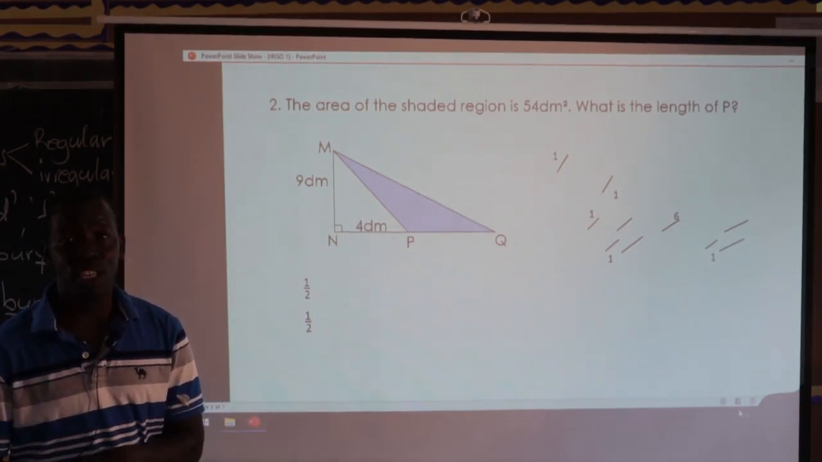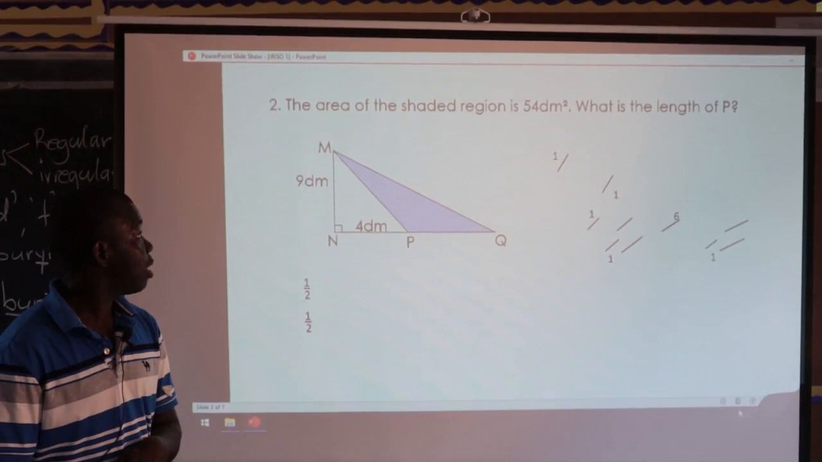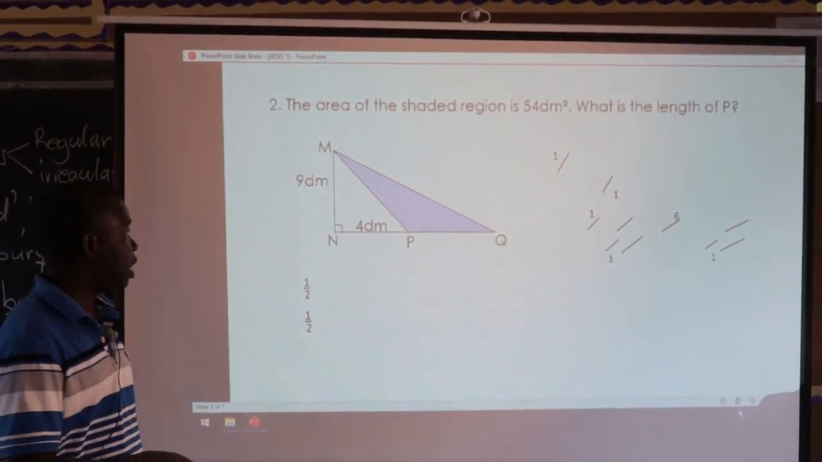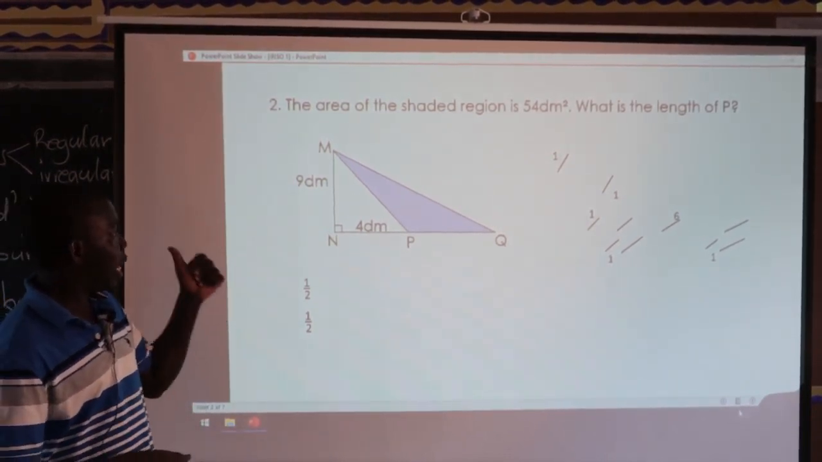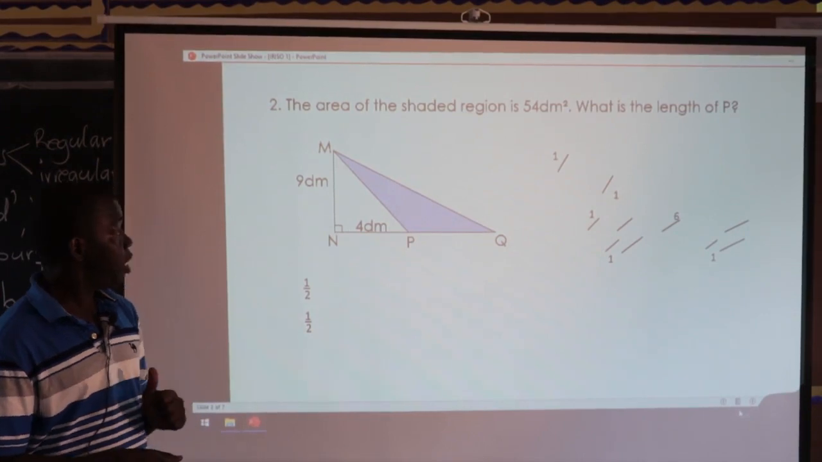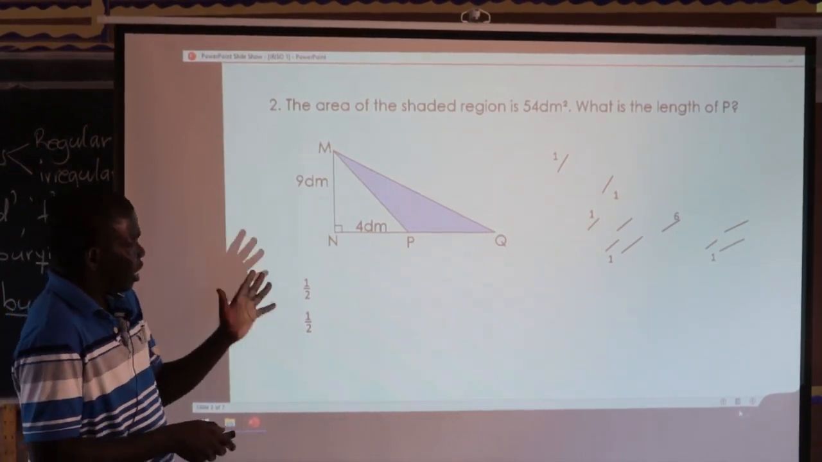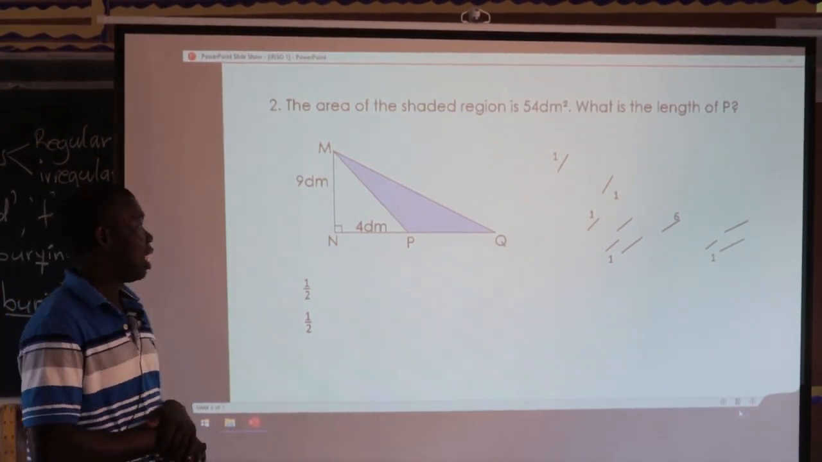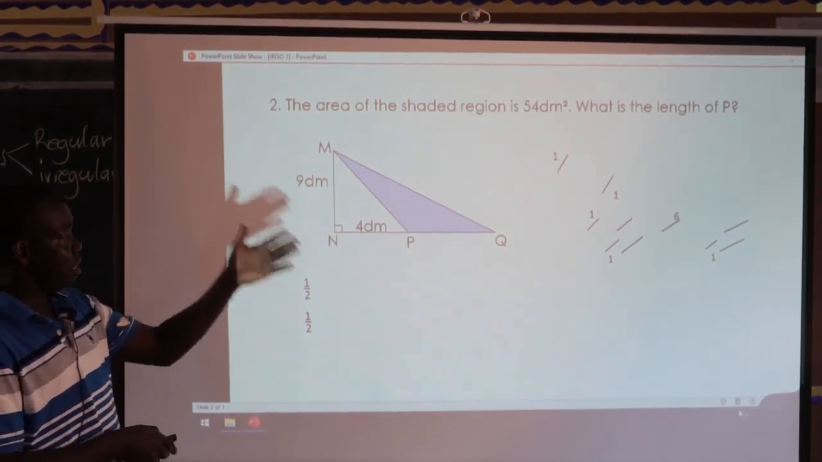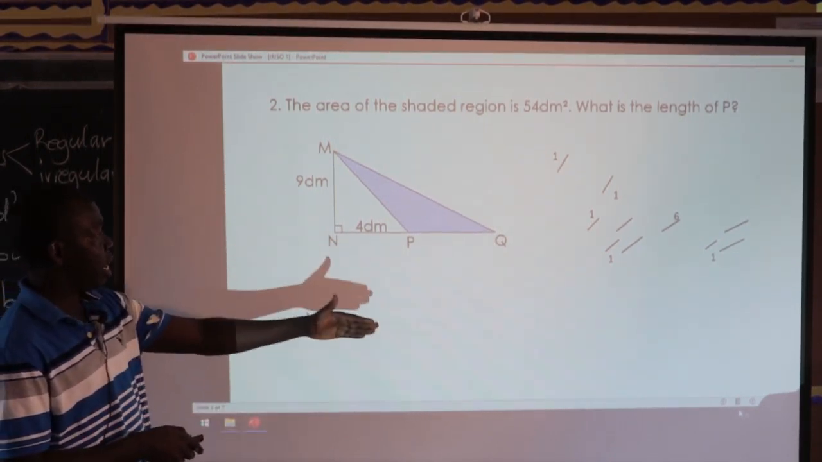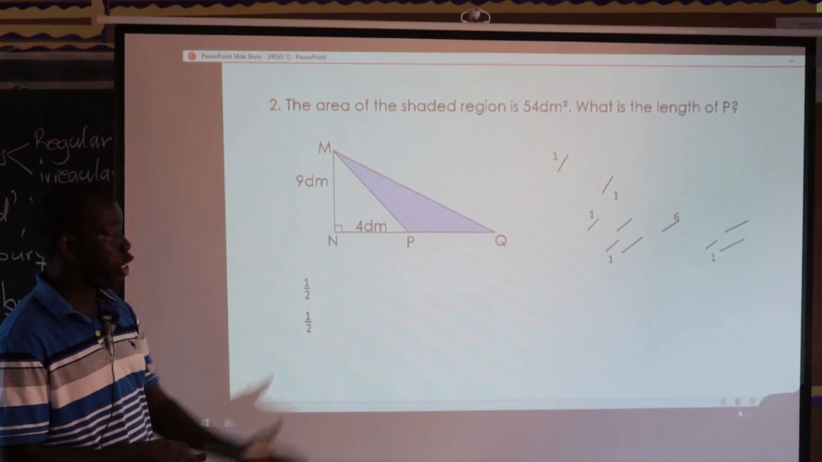Children out there, is it 4? What is it? 9 decimeters. Wonderful. So our height is 9 decimeters. After studying the question critically like that, what are we given? Area. What is missing? The height. I mean the base, which is PQ.